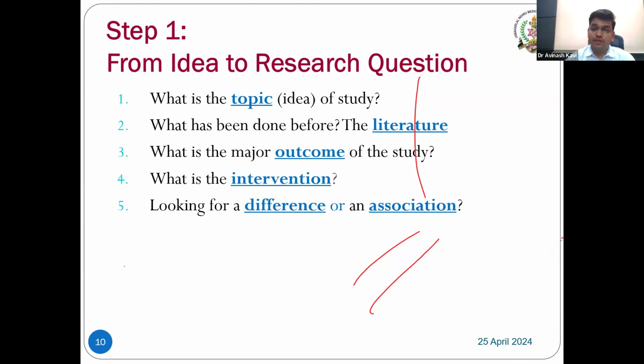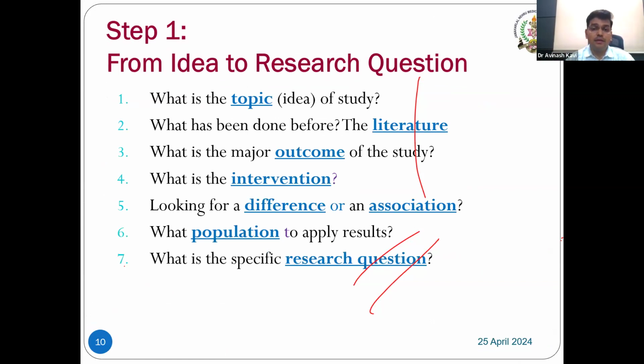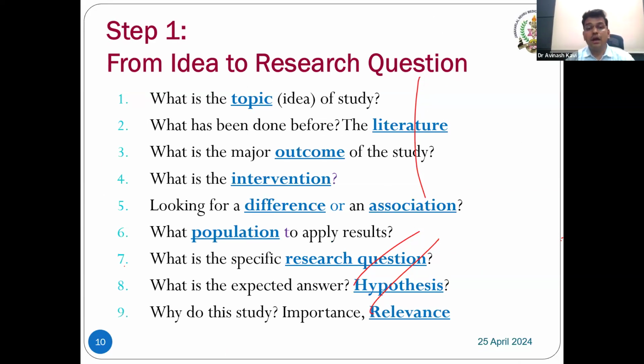Are we looking at a difference or are we looking at an association? Who is the population to apply this result, and what is the specific research question? What is the expected answer, which is nothing but the hypothesis, and why do this study, the relevance? So if I can answer all these questions, my research question is ready.